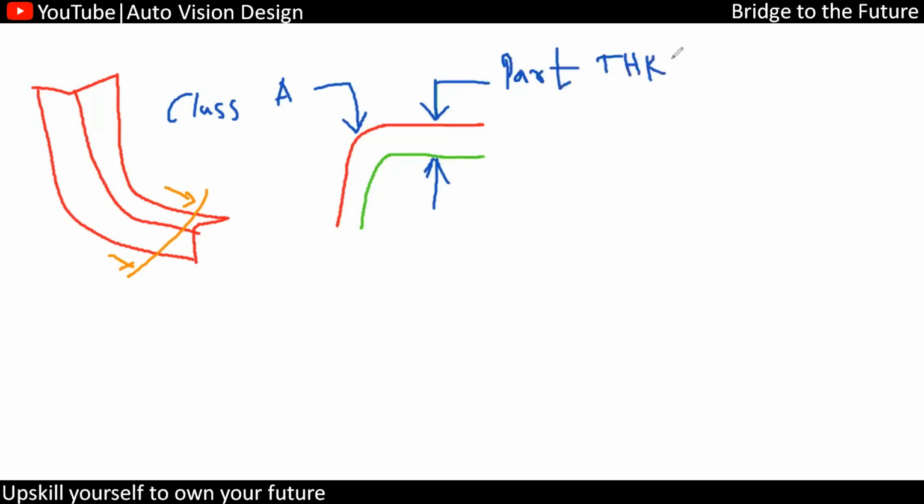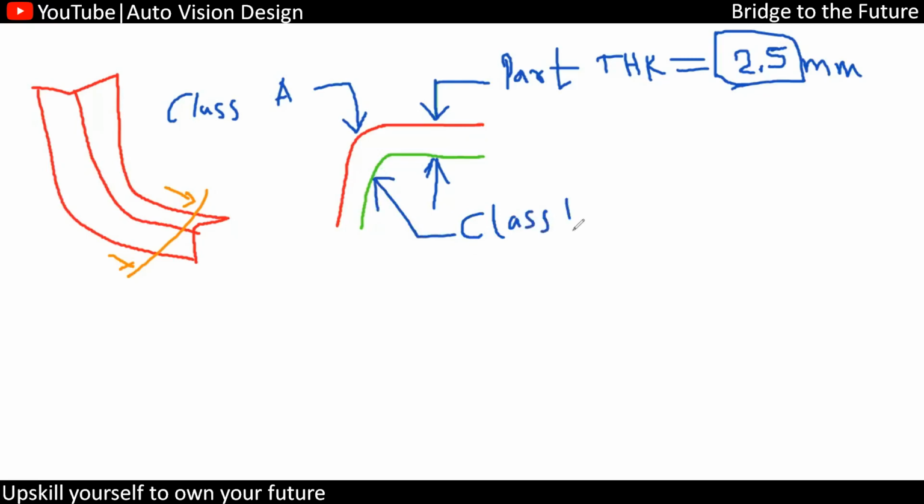This part thickness will be generic, it can be anything. But here, for consideration of maximum part thickness, we have 2.5 mm. So we can consider the maximum part thickness as 2.5. So the offset of 2.5 that we have created is now the class B surface. So class A to class B is nothing but the offset.